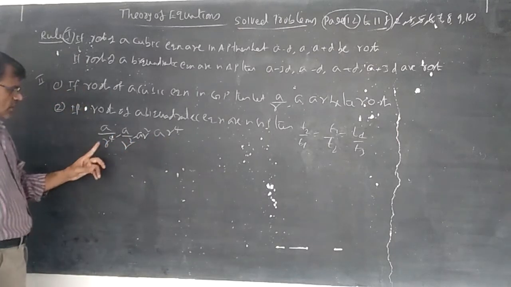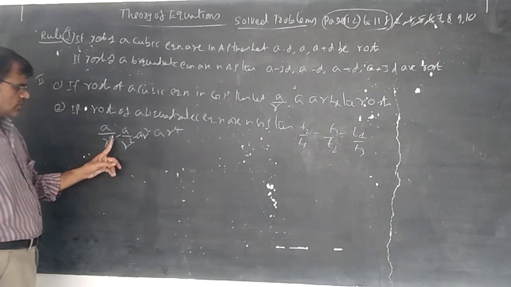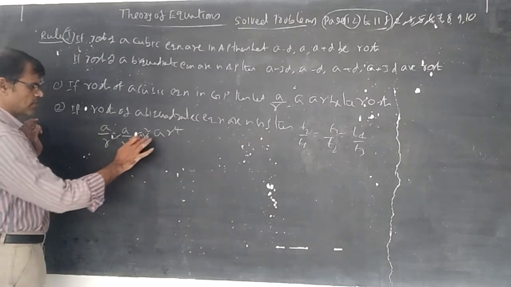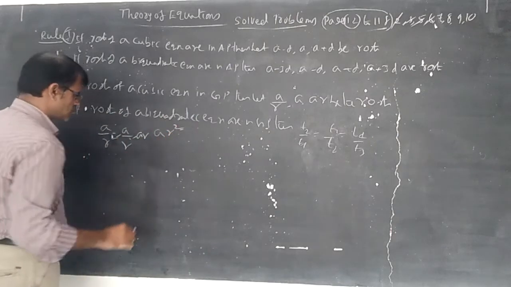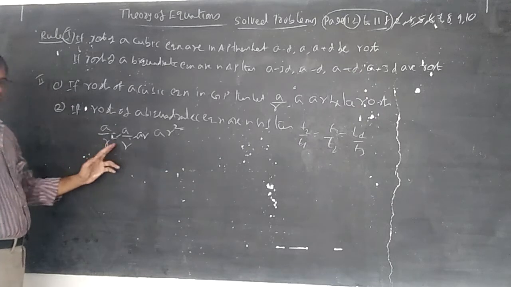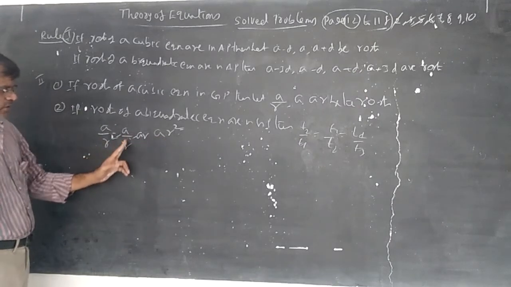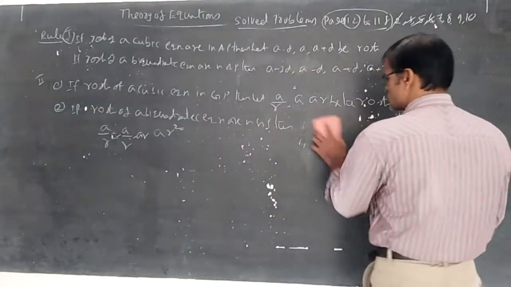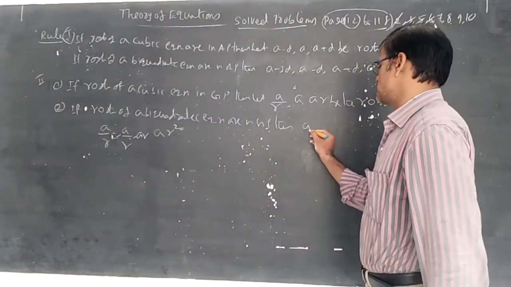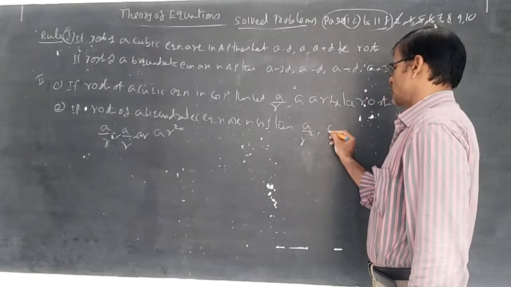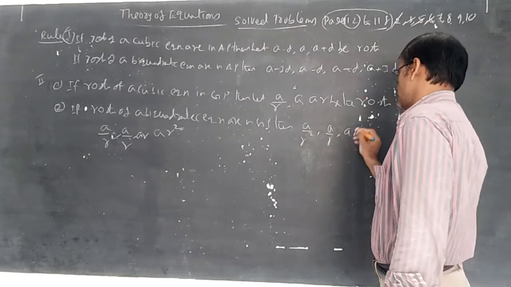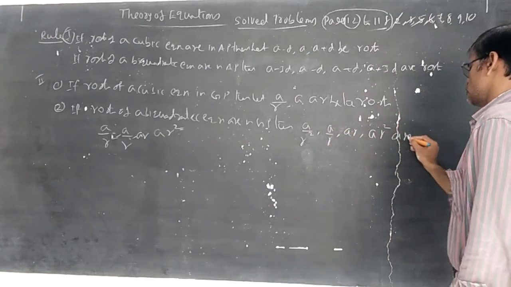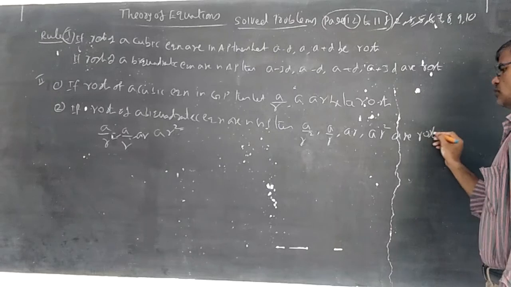Like that, if we think here, a by r square, if we think students here, a by r square, a by r, ar, it is also better. A by r square, ar, now whenever you are multiplying, a by r square, it is better. So, if roots of a biquadratic equation are in GP, then you write here a by r square, a by r, ar, ar square are roots.